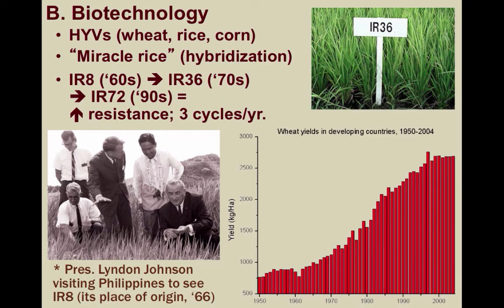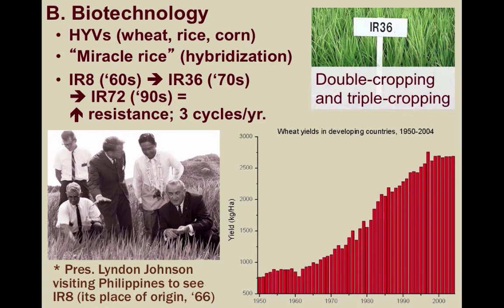IR36 was available by the 1970s, and IR72 was introduced in the 1990s. This rice today has a resistance against around 15 pests and can produce around 3 harvests a year on the same land. This is referred to as triple cropping.